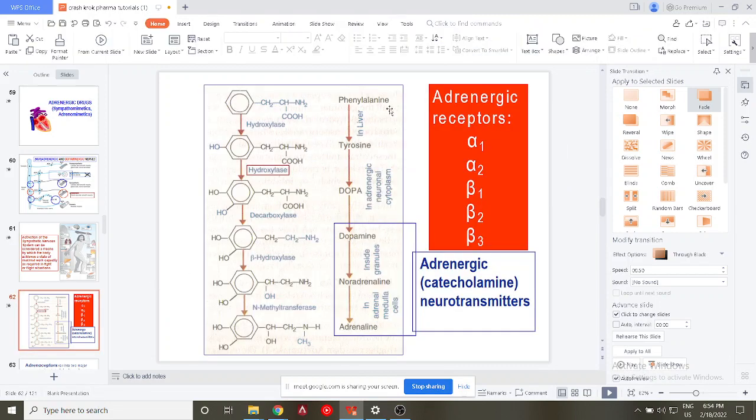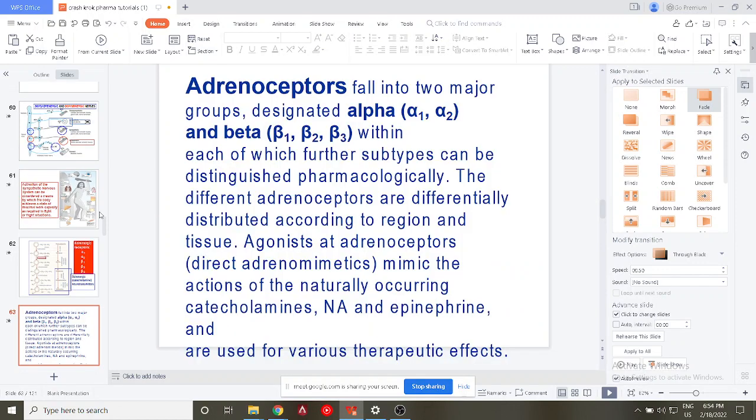Okay, so now we're going to talk about the adrenergic receptors. We have the alpha and the beta. For the alpha, we have alpha 1 and alpha 2. But for beta, we have beta 1, 2, 3. So take note of the receptors, alpha 1 and alpha 2, and beta 1 to beta 3.